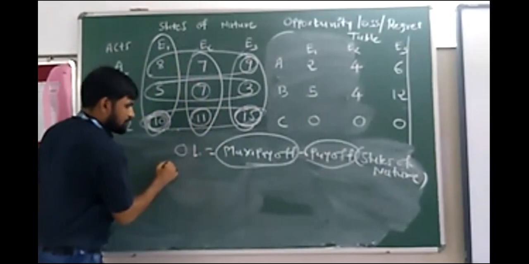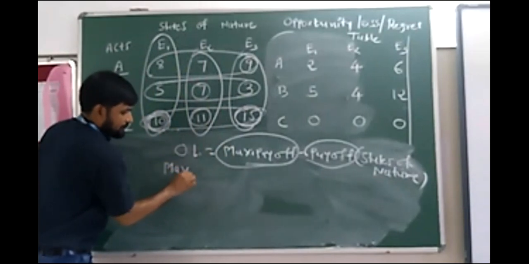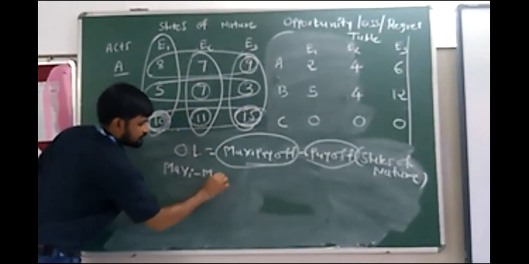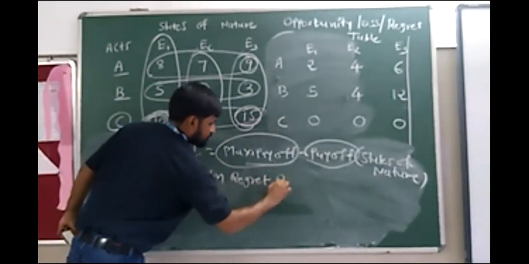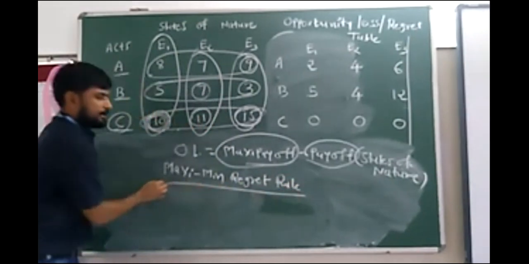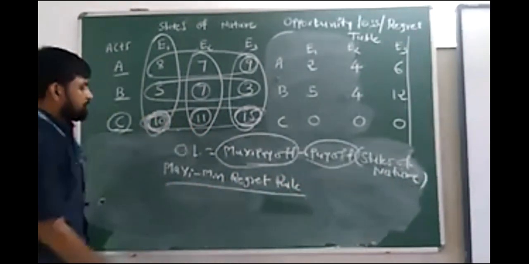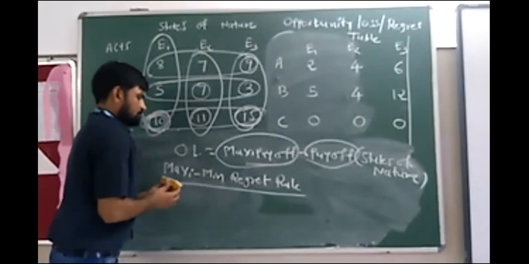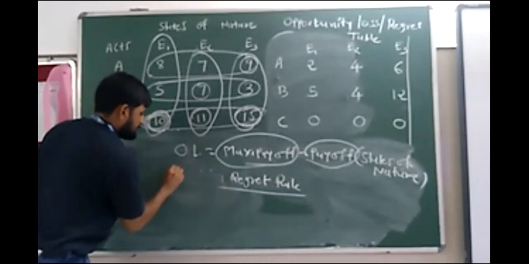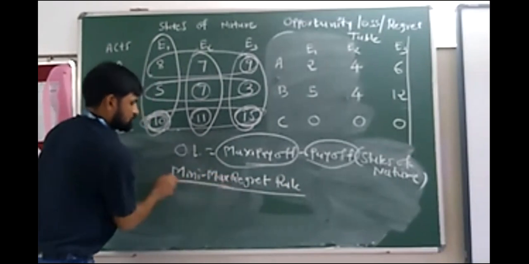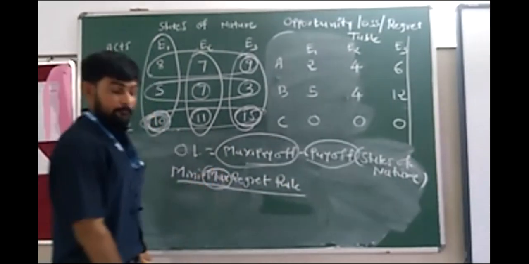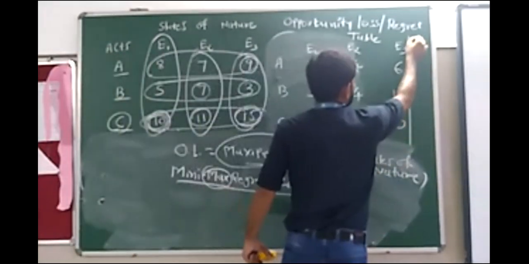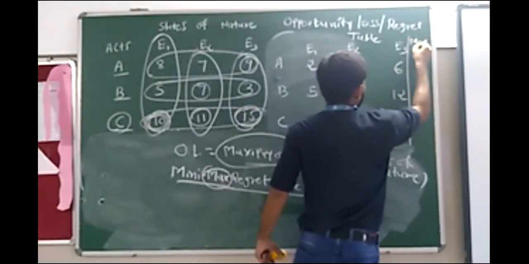The rule name is what? Sorry, not maximin, minimax regret rule. So first we'll find the maximum loss. Here we'll find the maximum loss for each act.